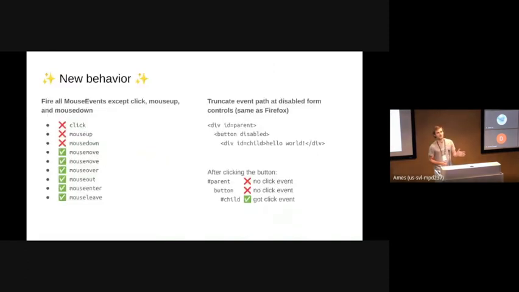So we're going to fire all mouse events except click, mouseup, and mousedown on disabled form controls. And then we're also going to stop propagating any of these click, mouseup, or mousedown events when they get to the disabled form control. So it'll never hit any of the ancestors. But it is still going to go through the child elements, and this is the same behavior that Firefox has.